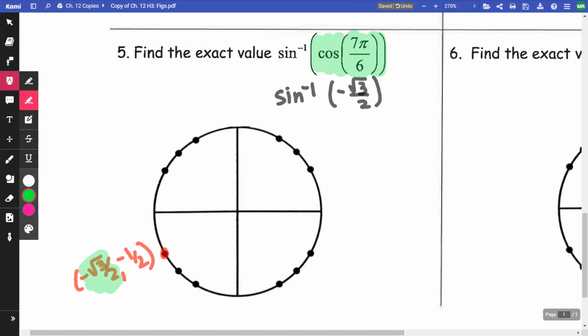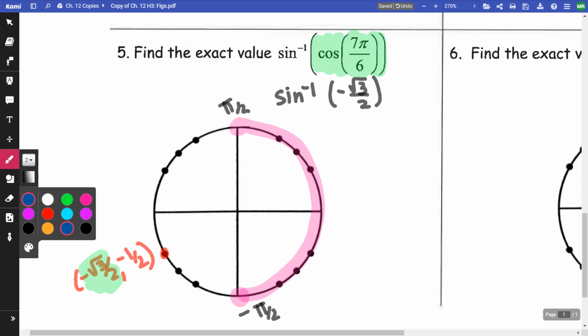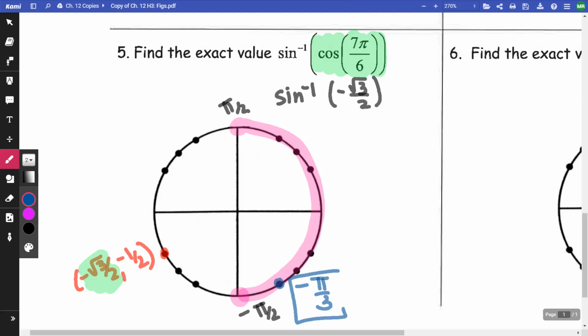Now, sine inverse is going from here to here. And again, when I say that, I'm saying from negative pi halves to positive pi halves is how we're thinking about it. I'm looking for where my sine is going to be a negative root 3 halves, and that's going to be right here. And that is going to be at negative pi thirds. And that is our answer.